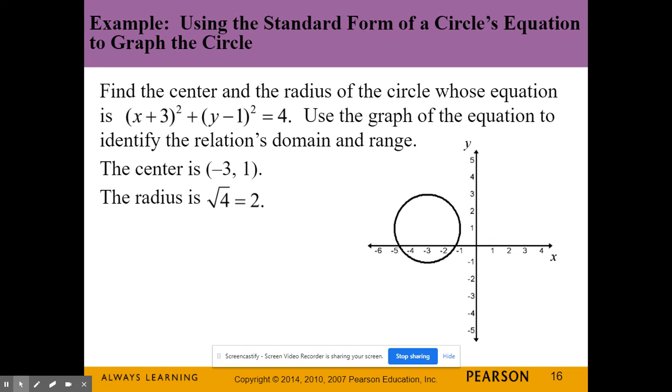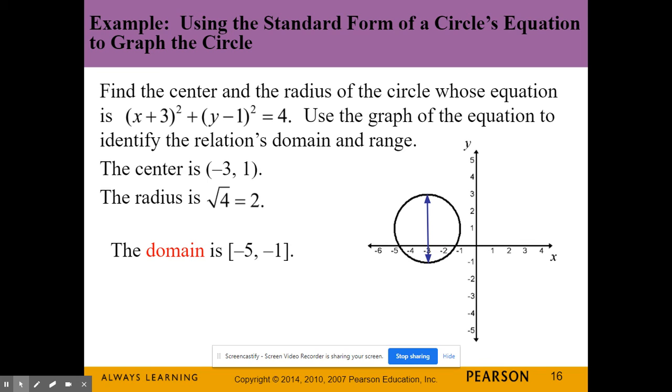All right, and let's talk about domain and range. Domain and range are no different for this compared to anything else, right? Domain is all the x values, range is all the y values. So domain on the left is negative 5, and on the right is negative 1. We're using brackets here because it does cross through an x value of negative 5 and an x value of negative 1, so it's included in the domain.